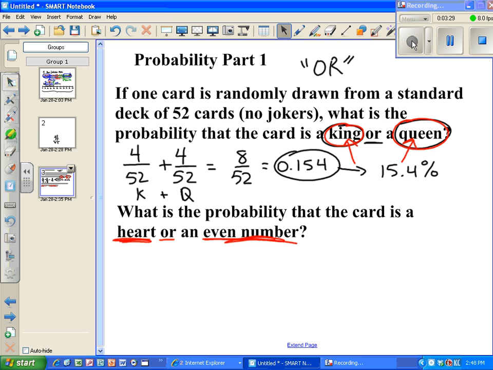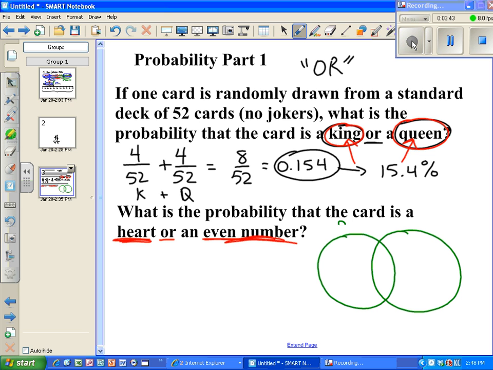Let's set this up, and we'll start by listing all of our options. I'll use what's called a Venn diagram because this is a nice way of laying out all the possibilities. In this left circle, I'm going to put all of the hearts. And in the right circle, I'm going to put all of the even cards, and just see how many there are. Sometimes it's hard to keep track of it in your mind.